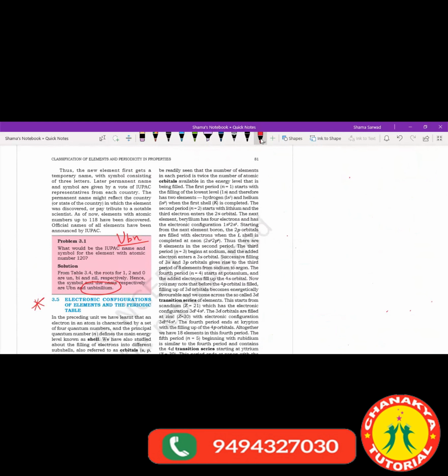Okay. So what is given here in L shell? Completed at neon. Just now I have explained to you about it. 2s2, 2p6, correct? 1s2, 2s2, 2p6. Like this, you are going to fill it, right? This is for neon, isn't it? So total number of electrons in this: 2 and 2, 4 and 6, total it is 10, right?